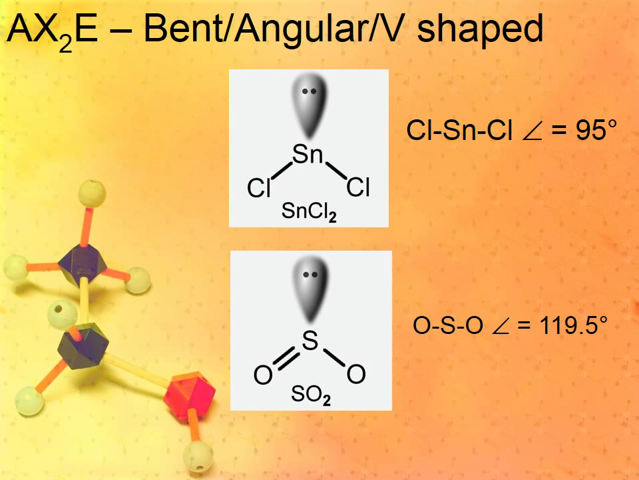And here are 2 examples of the AX2E type, the tin 2 chloride and the sulfur dioxide. As you can see, the angle between the bonding pairs is somewhat less than 120.